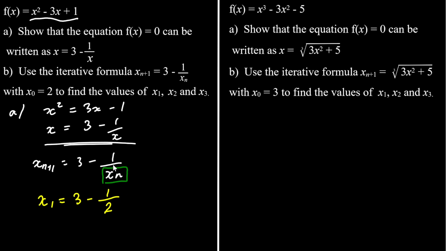So we're going to substitute 2 in. That's the first one we're going to substitute in. Then we're going to get out an answer, which is 3 minus a half, which is 2.5. Then we're going to substitute in our next answer. So substitute in 2.5. Now that's going to go in, and that's going to give us x2. So x2 is going to be 3 minus 1 over 2.5.